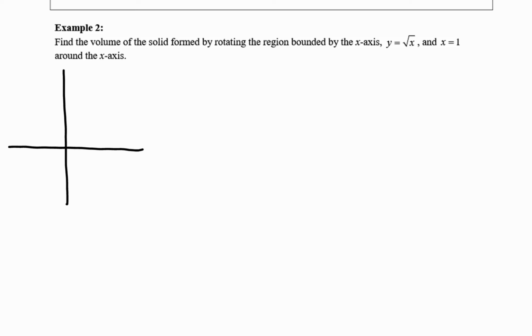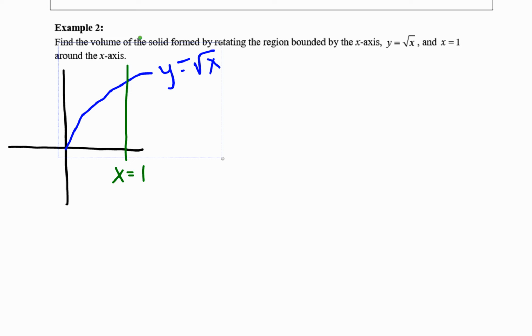Okay, so we have square root of x equals 1. We're going to rotate it around the x-axis. Kind of missed that there. And we're going to take that slice, or this piece right here, and rotate it around the x-axis.